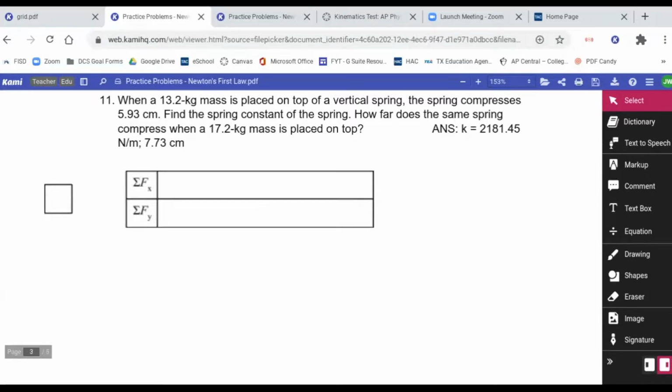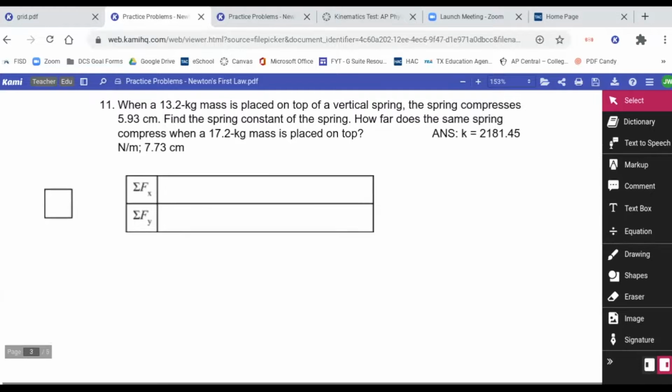I'm gonna get my little stylus out and write all over this. All right, so it tells us when a mass is placed on top of a vertical spring, the spring compresses. Okay, so I'm gonna put 13.2 kilograms. I need a drawing tool. So 13.2 kilograms. All right, that's my mass, and it's sitting on a spring.